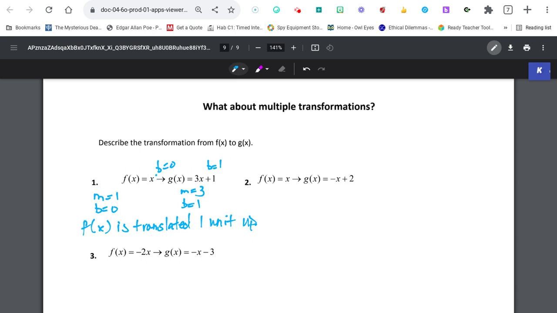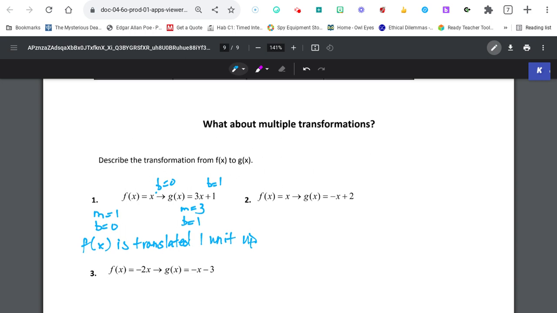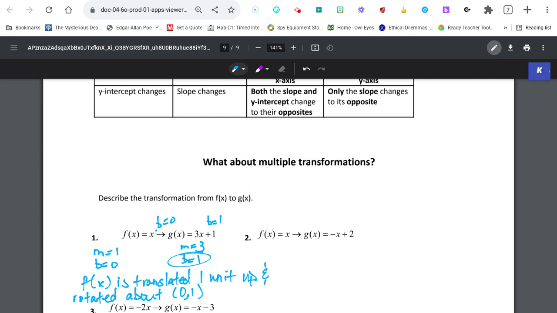And also the slopes are different. They're not opposites, they're just different. So I know it's been rotated about a point, and that's going to be our y-intercept. We're going to go to the y-intercept of the new function g of x. Look at the new function about 0, 1. It's rotated about 0, 1. So let me explain what I'm talking about.